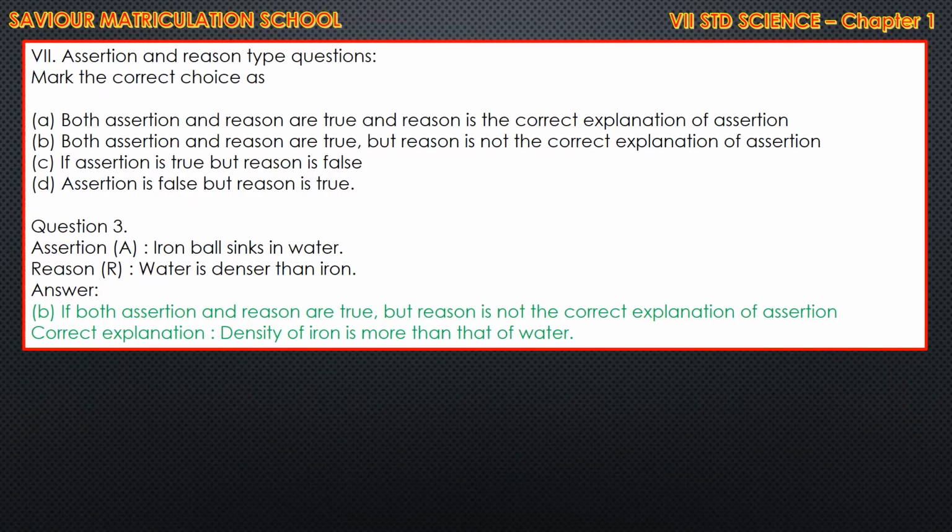Then question 3. Assertion, iron ball sinks in water. Reason, water is denser than iron. So the answer is B. If both assertion and reason are true, but reason is not the correct explanation of assertion. So the correct explanation is density of iron is more than that of water.